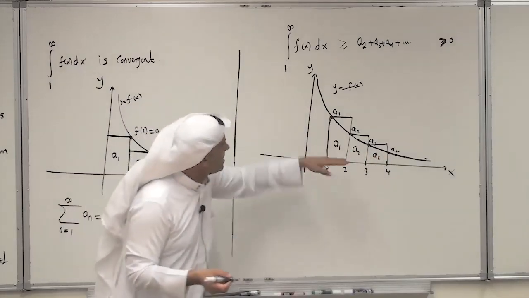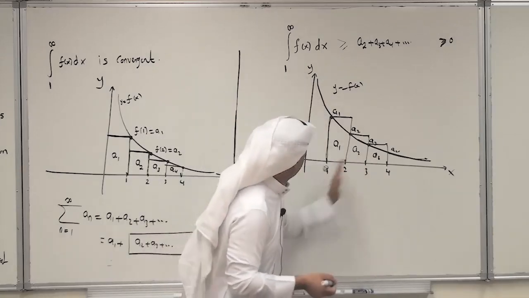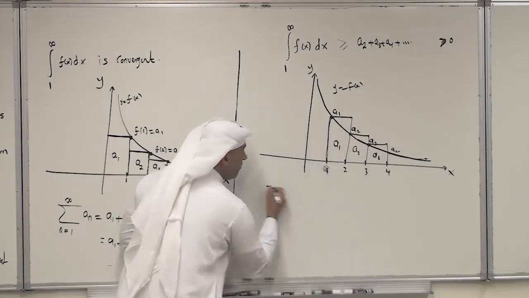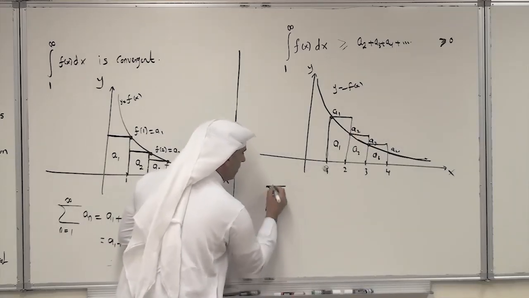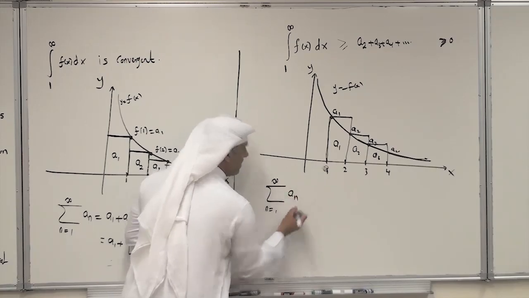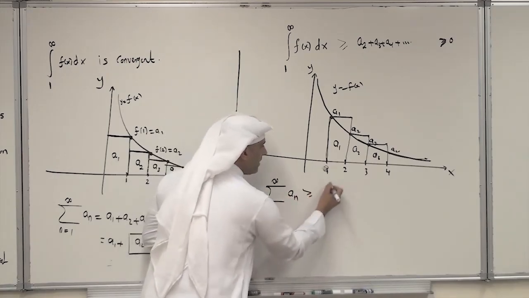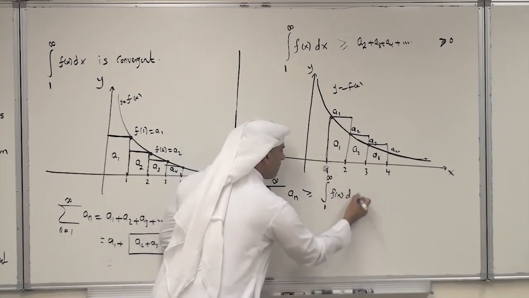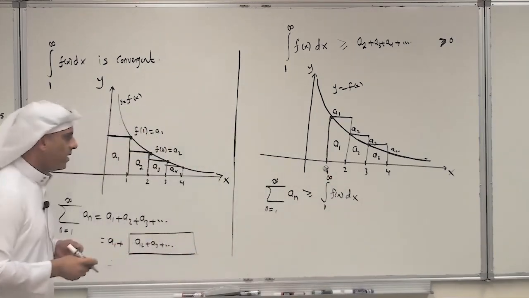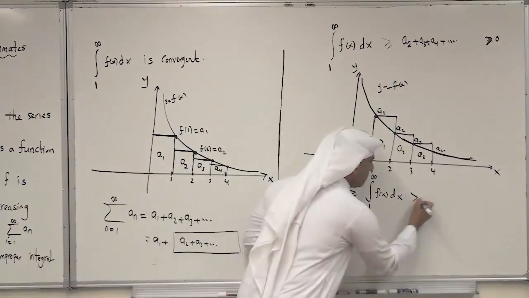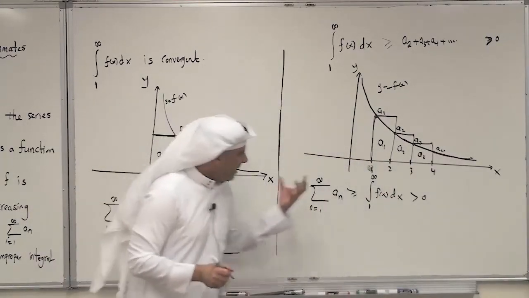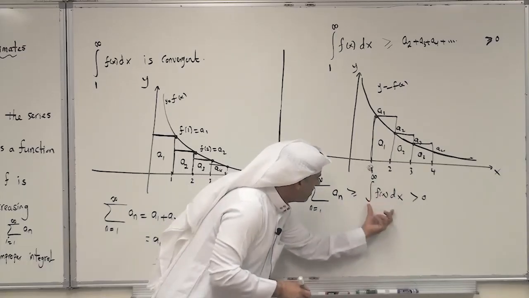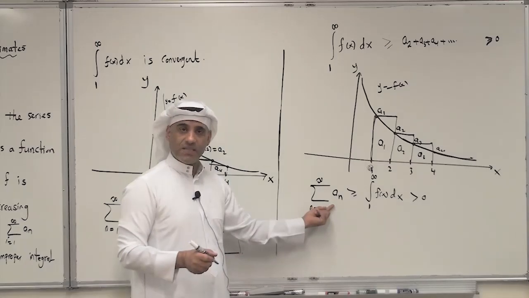Now, summing these areas, comparing with the integral from 1 to infinity. Of course, the sum of these areas, the sum from n equal to 1 up to infinity of these A_n, is greater than or equal to what? The integral from 1 to infinity of f of x dx. Now, both of them are greater than 0, positive. If the integral is divergent, then for sure the summation is divergent.